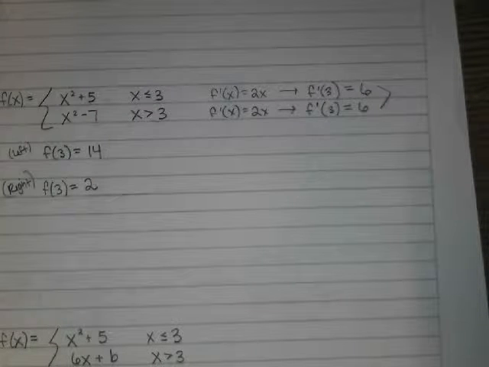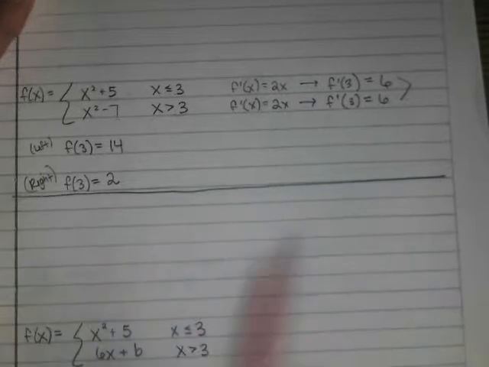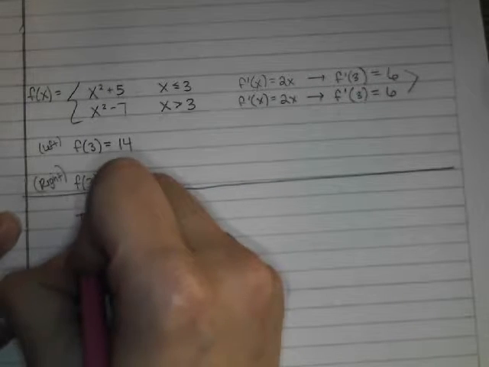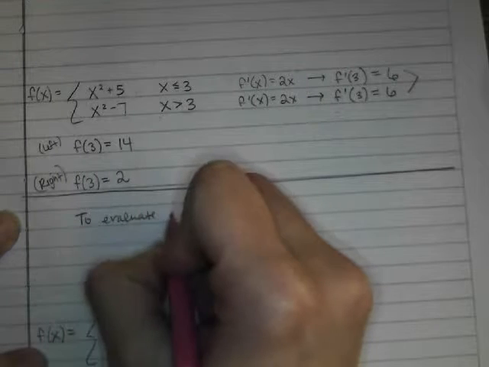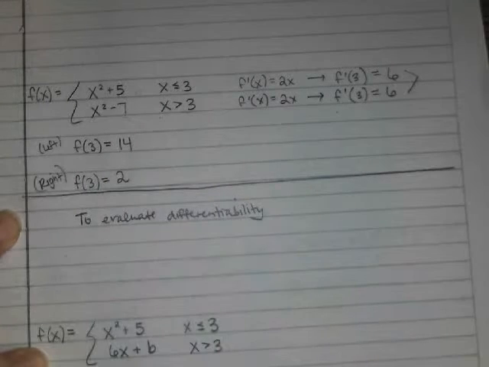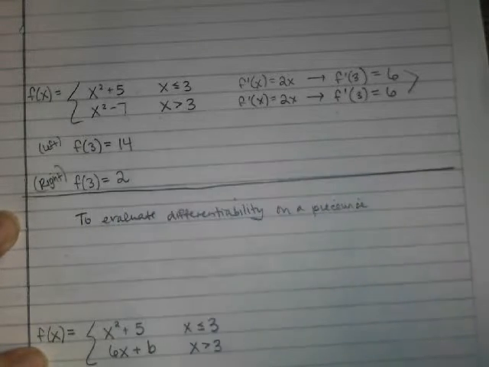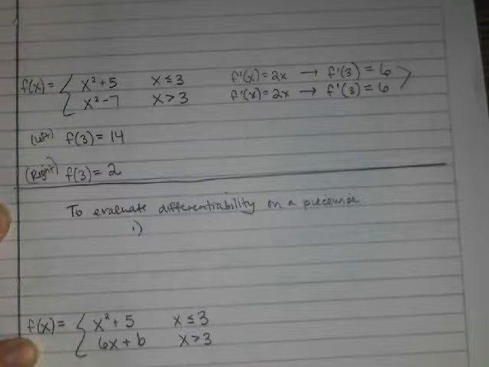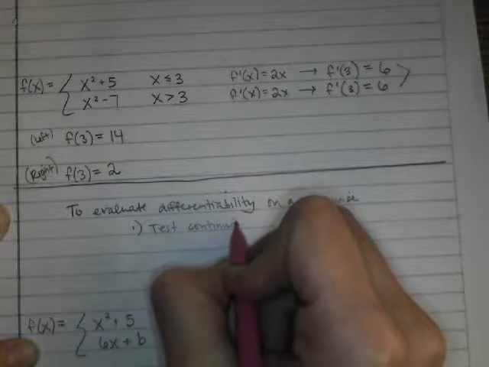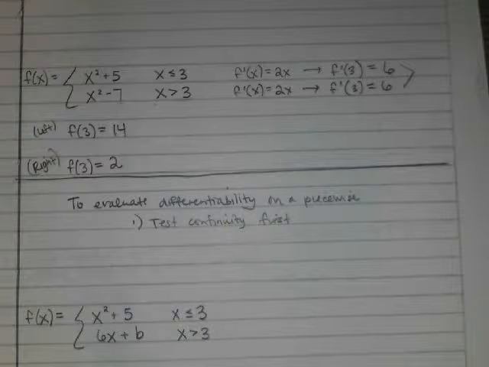Okay? So underneath this, and Jacob, can you go erase that for me, please? I'm going to write really what the general test is to evaluate differentiability on a piecewise function. Number 1, you really should test for continuity first. So test continuity first. And for that, you just need to plug the point of interest into both pieces and see if it's the same.